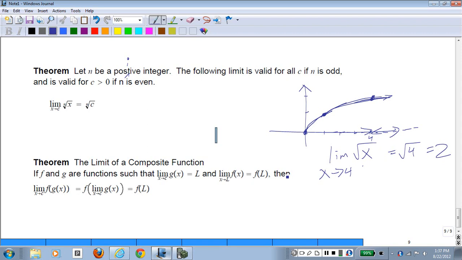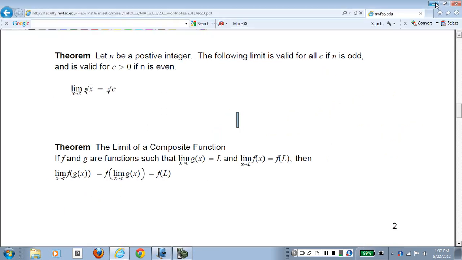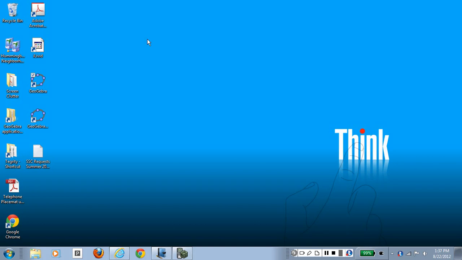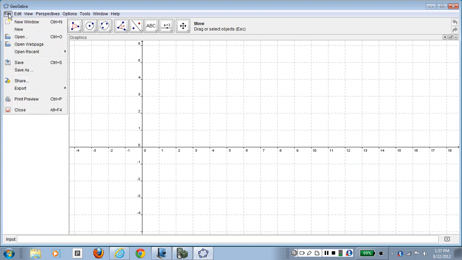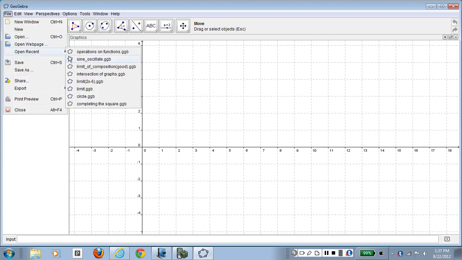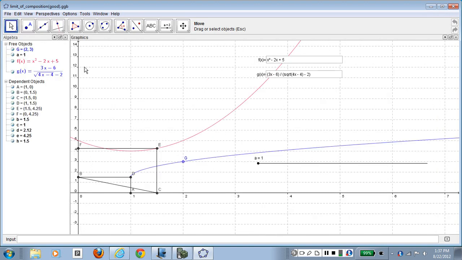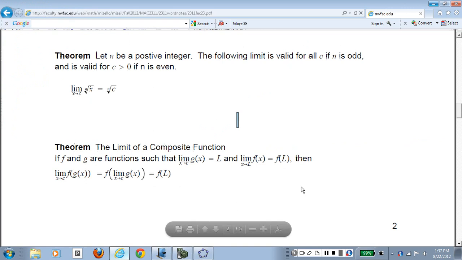I actually did put together a little GeoGebra worksheet for that one. I think I called it limit of a composition good. I had a previous attempt that was not good, but hopefully this one will be. So we've got a couple of functions here. In fact, the next example is the one that this is intended to help us with.